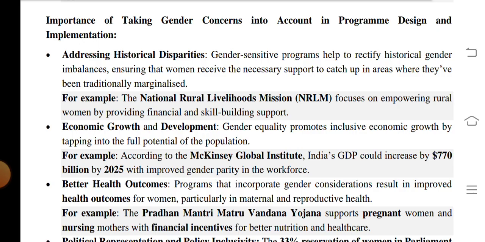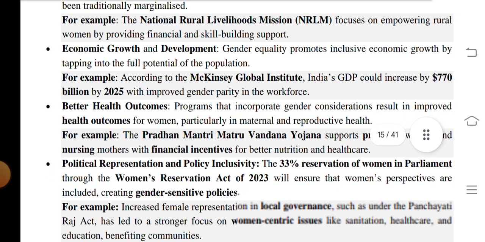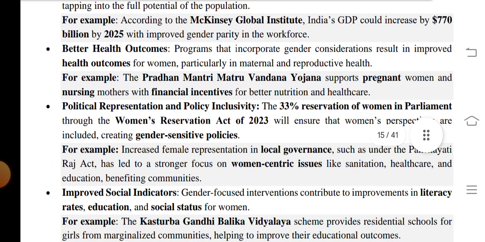Programs that incorporate gender considerations result in improved health outcomes for women, particularly in maternal and reproductive health. For example, the Pradhan Mantri Matru Vandana Yojana supports pregnant women and nursing mothers with financial incentives for better nutrition and healthcare.